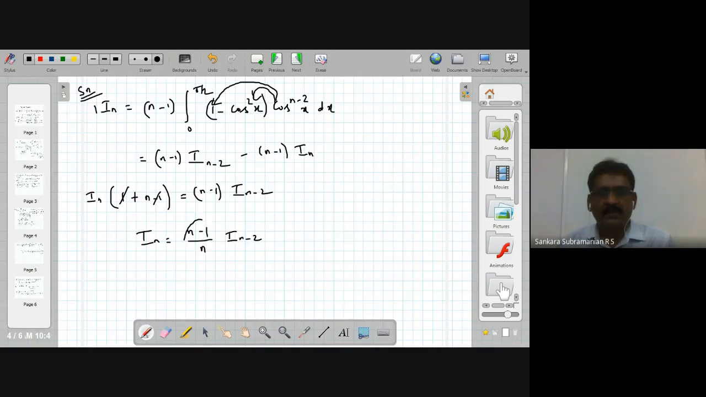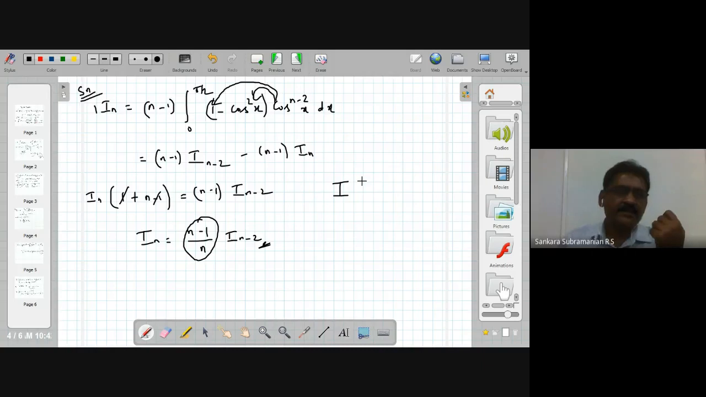So the n minus 1 by n rule says that whatever n is, you subtract 1 in the numerator, that is n minus 1, and divide by n. Then you keep on subtracting 2 from the numerator and the denominator. And finally, you will arrive at a stage where 1 by 2 comes into the picture, the same formula.